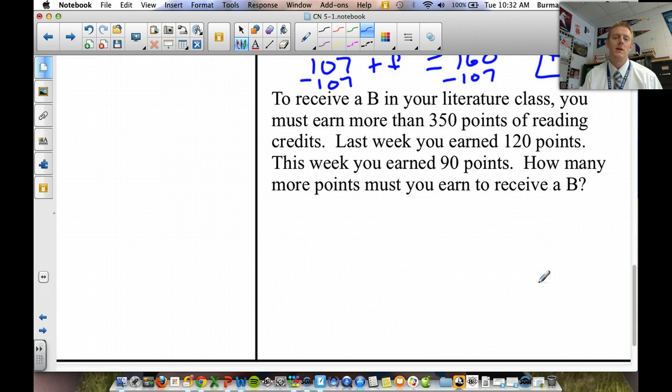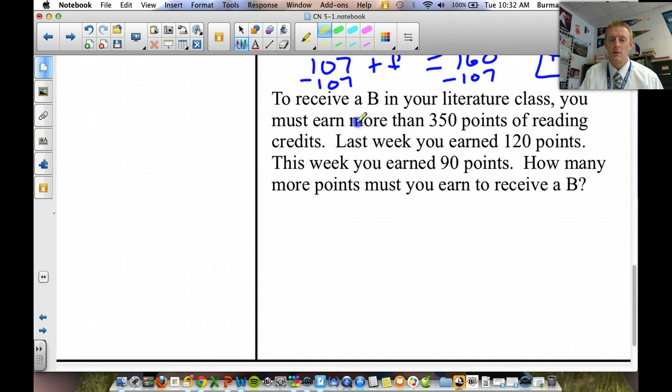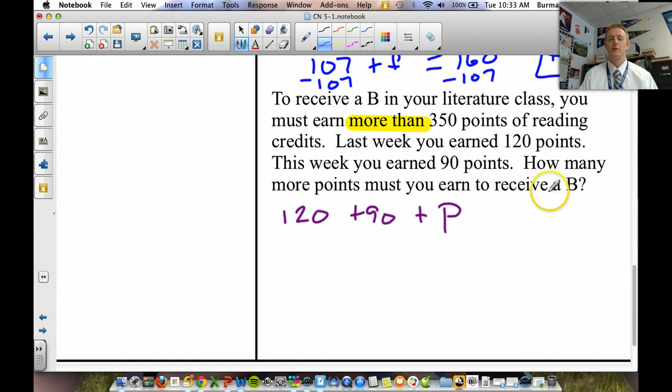Our last problem here, to receive a B in your literature class, or language arts, how we call it here, you must earn more than 350 points of reading credits. Last week you earned 120. This week you earned 90. How many more points? P for points to receive a B.